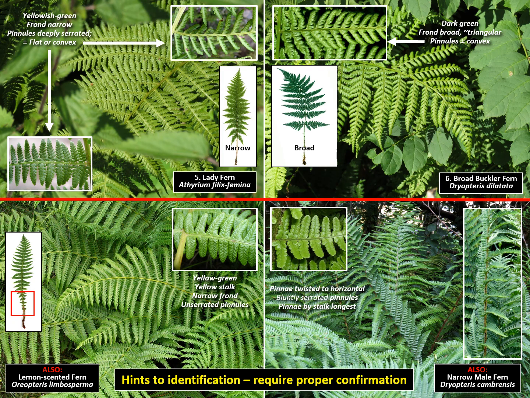5, top left, lady fern, similar frond to the 3 preceding male ferns, but the pinnules are more dissected, almost to the midrib. In open situations, the pinnule margins are curled back. 6, top right, broad buckler fern, also more dissected than the male ferns, and pinnules with curled back margins, but the frond is broad, thrice divided, and almost triangular.